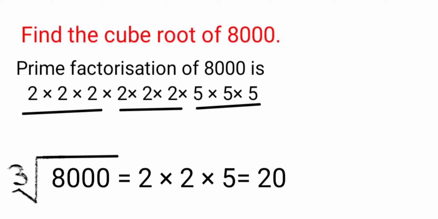From the first group we can take 2, and from the second group we can take 2, and from the third group we can take 5. So the cube root of 8000 is 2 into 2 is 4, 4 into 5 is 20. So the cube root of 8000 is 20 here. Okay, that's all for today. Thank you.